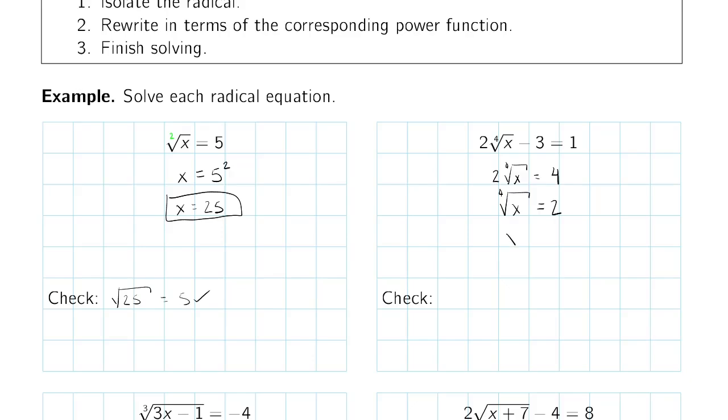So the fourth root of x is 2. Rewriting that in terms of the power function, x is 2 to the power 4. And then working out 2 to the power 4, either by hand or on a calculator, we can count out 2, 4, 8, 16, or we could work that out on a calculator. That's our solution. Again, we can plug in to check. 2 times the fourth root of 16 minus 3 is 2 times 2 minus 3. So that's 4 minus 3, which is indeed 1.